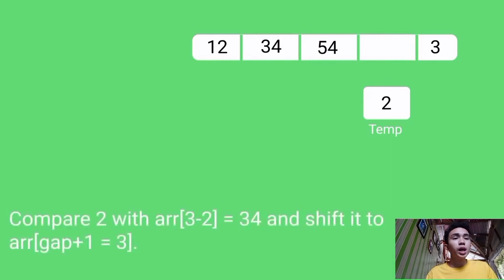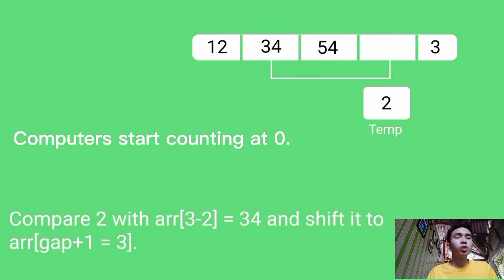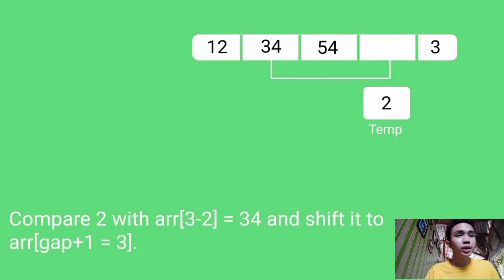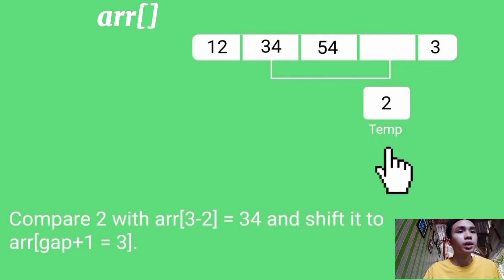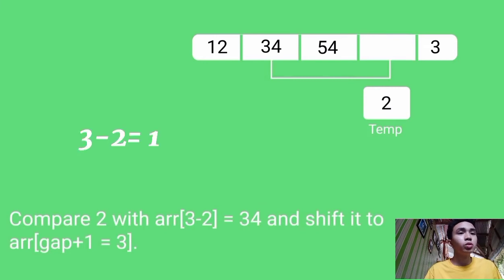Compare 2 with array[3 minus 2], which is equal to 34, and shift it to array[gap plus 1], which is equal to 3. Since the computer starts counting from 0, our array[3] is 2. Then we subtract 2, so it equals 1.